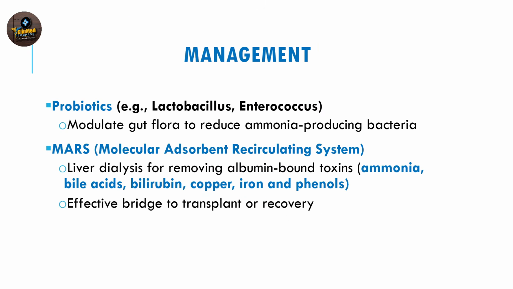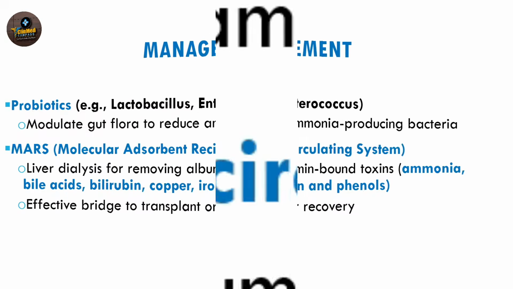Other emerging therapies include the use of probiotics such as lactobacillus and enterococcus. They help restore a healthy gut flora and reduce ammonia production. The molecular adsorbent recirculating system, MARS, is a form of liver dialysis that removes albumin-bound toxins like ammonia, bile acids, bilirubin, copper, and phenols. MARS serves as a bridge to transplant or recovery in critical cases.